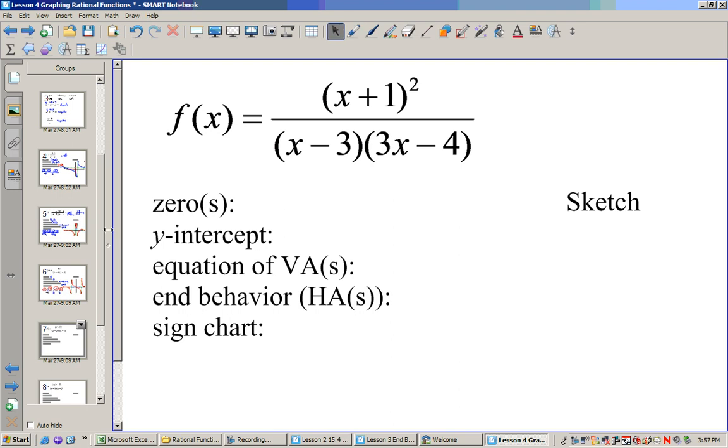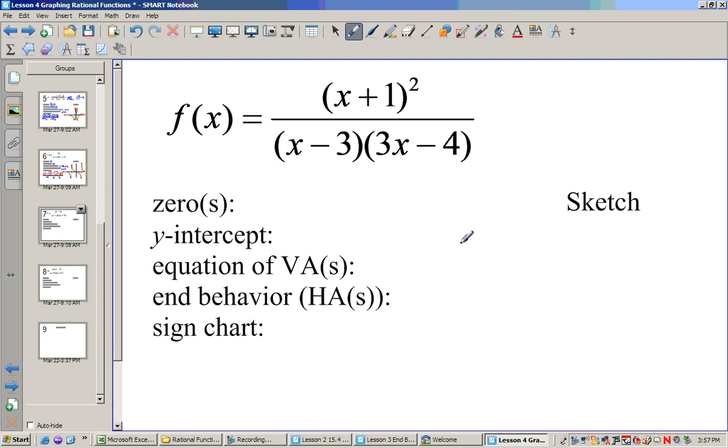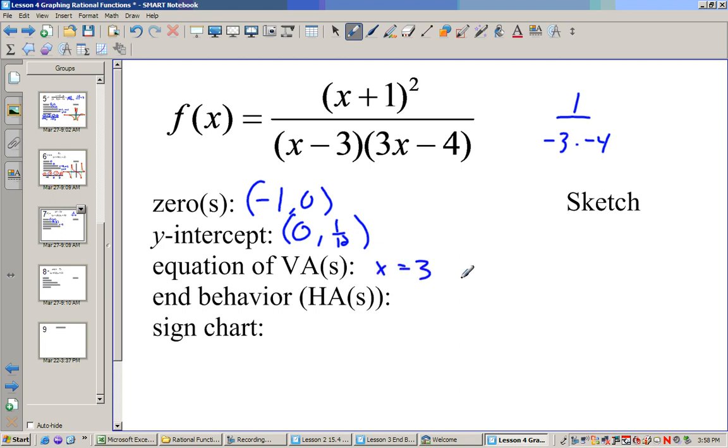All right, let's try another one. We have 2 more left, and then we're done with this lesson. So hopefully you pause the video and go through this on your own. It has a zero at negative 1, a y-intercept at 1 over negative 3 times negative 4, so that's 1/12, so 0, 1/12. Oh, and this should be negative 1, 0 for the zero. The equations of our vertical asymptotes are going to be x equals 3, and x equals 4/3, because we set this equal to 0.